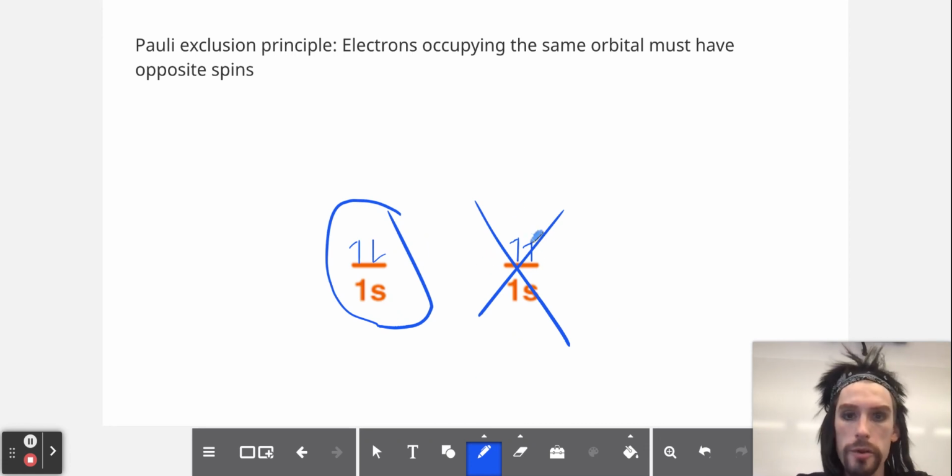All 4 quantum numbers would be the same. They'd have exactly the same properties in every way. They'd be occupying the same space. They would be the same thing. Giving them opposite spins makes them different things, and so that explains the Pauli exclusion principle.